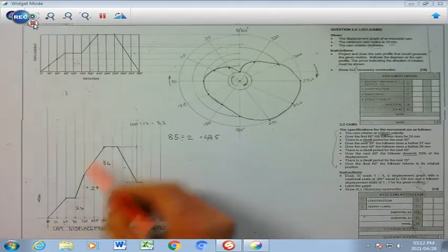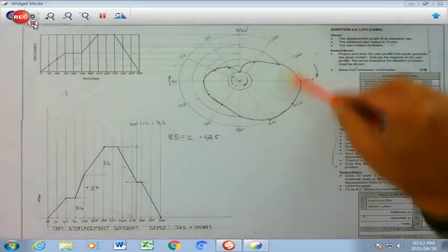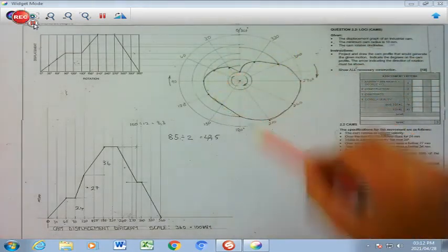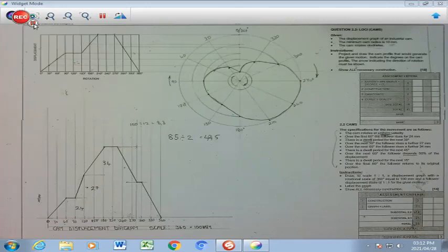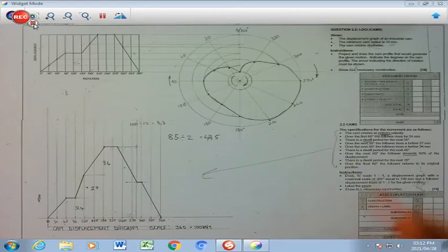Now you'll see that these lines are all dark. Those are the only lines which you are going to draw dark. And should you draw a cam profile, this is the only line which will be dark in your cam profile. Right, there we have concluded the cam displacement diagram from the given information which we have in our bulleted point.